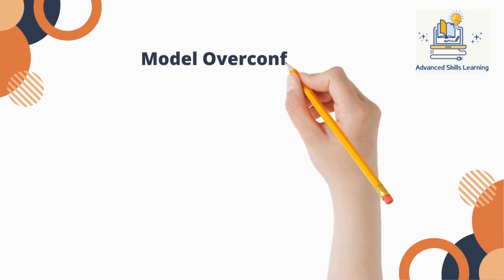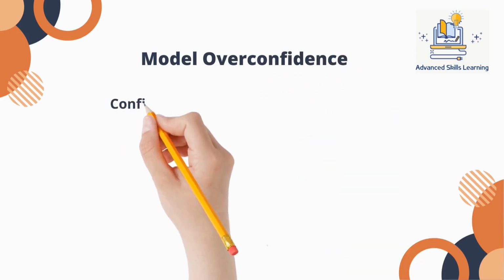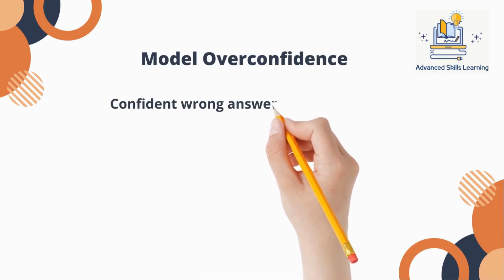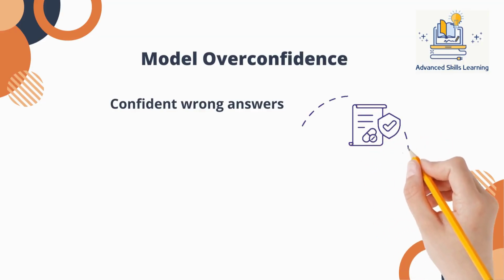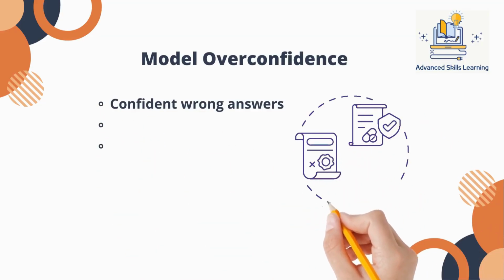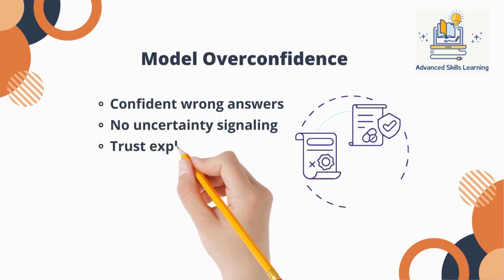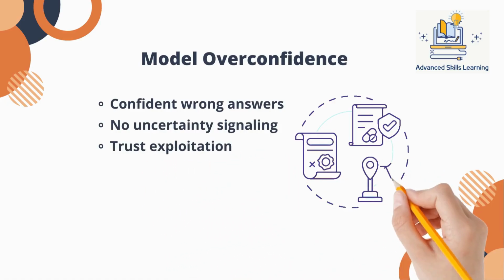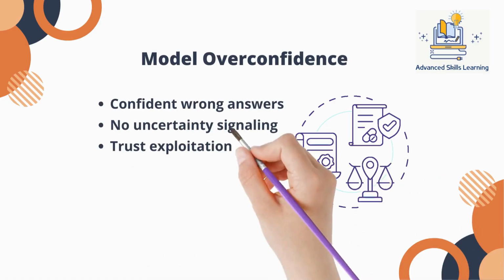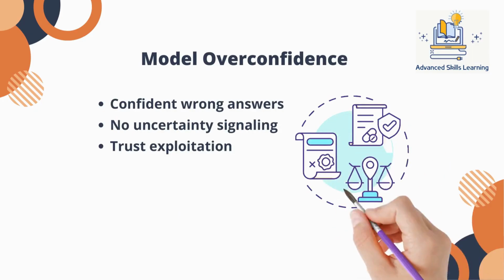Another subtle risk is model overconfidence. LLMs often produce answers with high fluency and strong confidence, even when incorrect. Users may trust the tone rather than verify the facts. This makes social engineering easier and increases the likelihood of operational mistakes. A confident hallucination can be more dangerous than an obvious error.